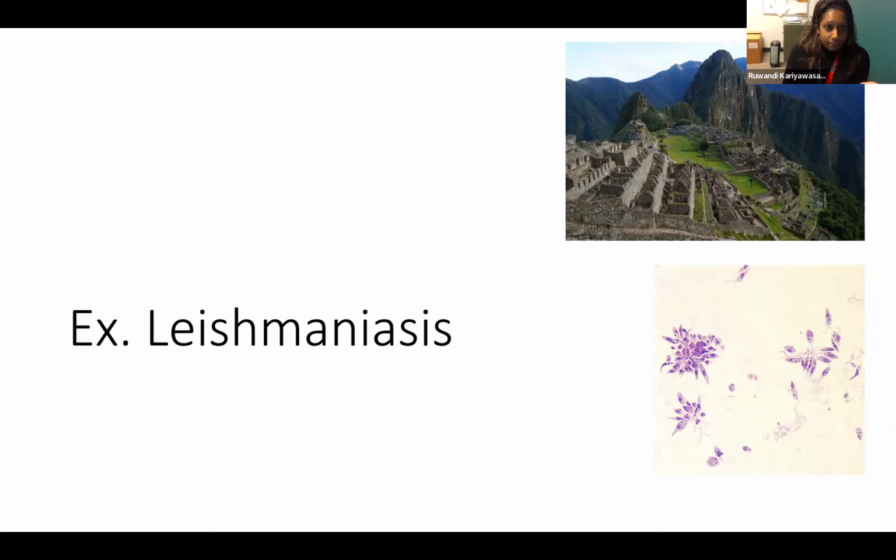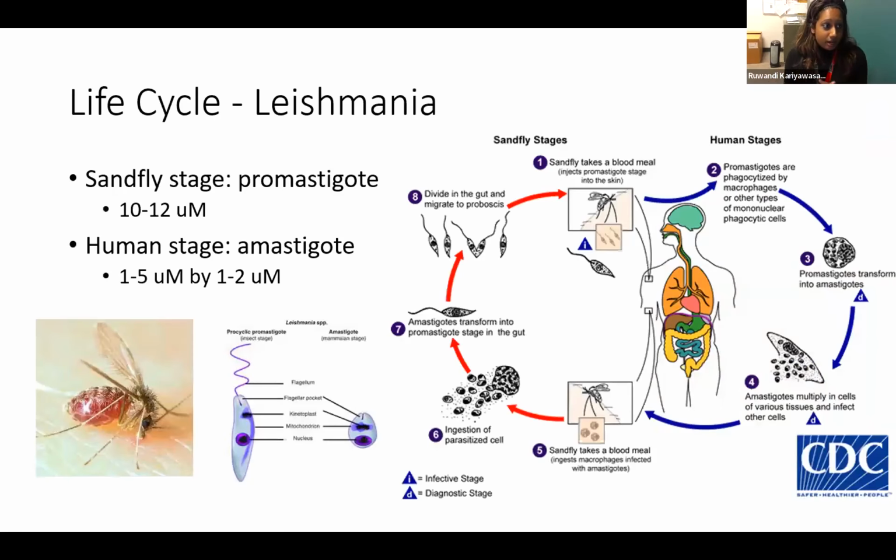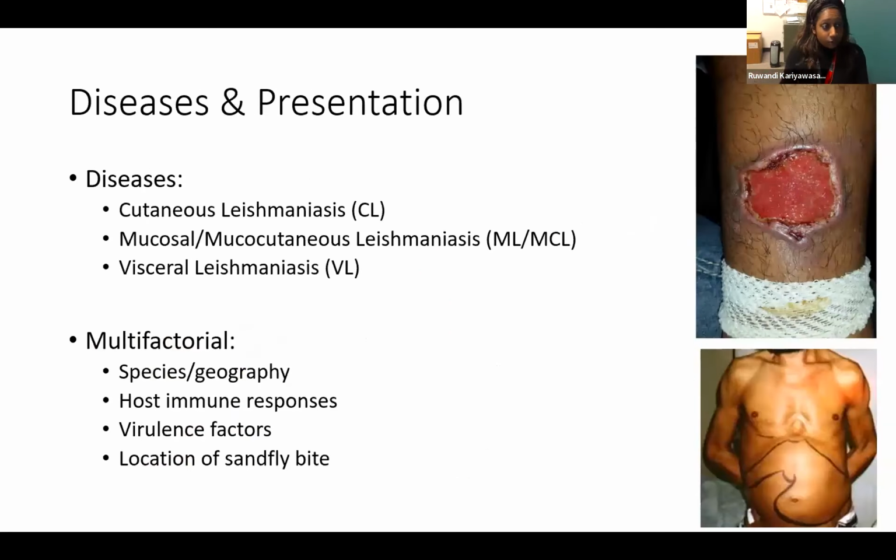Leishmaniasis is a protozoan parasite that is transmitted by a sandfly, and it's predominantly found in the tropics. The sandfly will take a blood meal and inject what is referred to as a promastigote into the human. These promastigotes are then engulfed by macrophages, and depending on the actual species, they can remain localized or disseminate further into the bloodstream, resulting in different forms of infection.